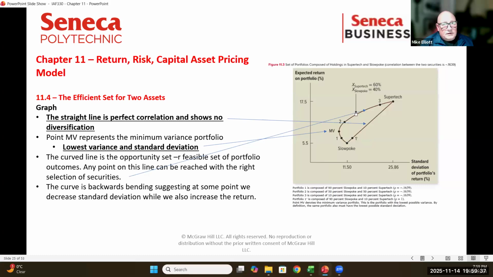Now, that's important. So if we went all Slowpoke, we would have 5.5% return and an 11.5% standard deviation. If we actually get to the minimum here, we're going to get a standard deviation of around 9% and a return somewhere around 7%. So we can structure a portfolio that is safer, or has a lower variance than even our lowest variance stock, and has a slightly higher return. This is the magic of creating portfolios.